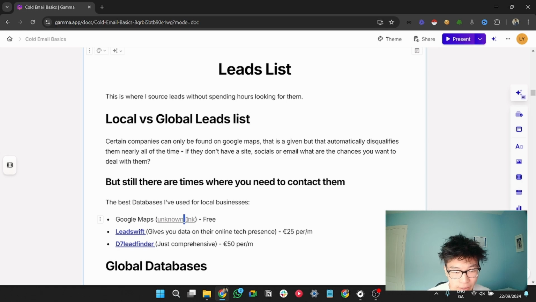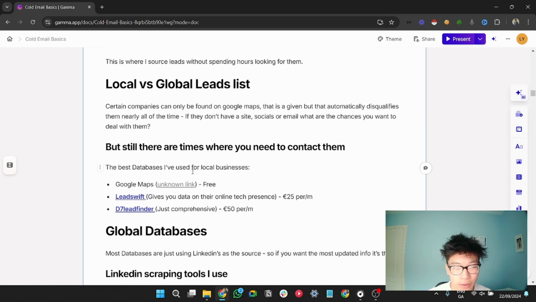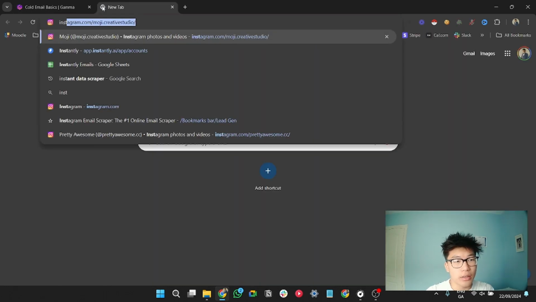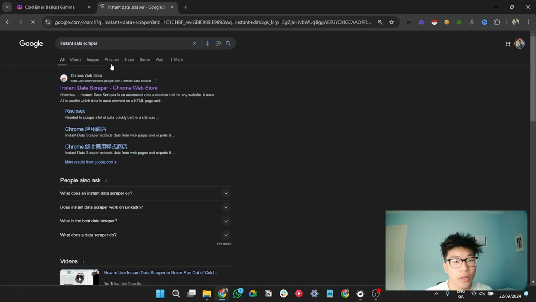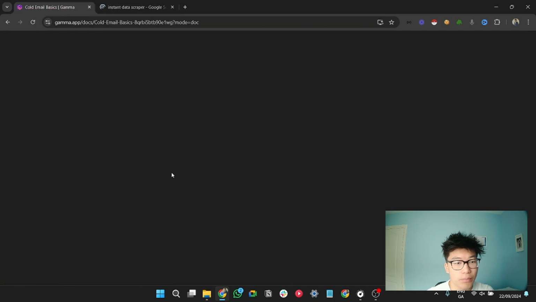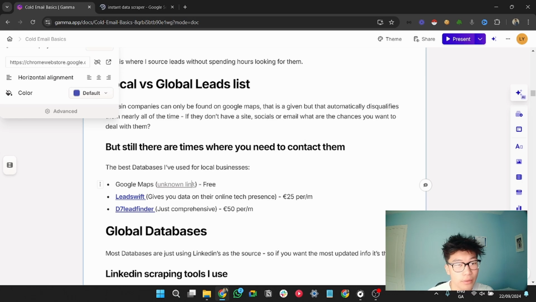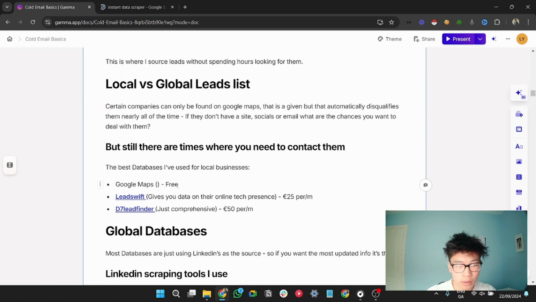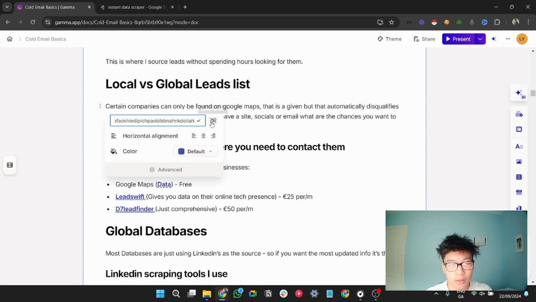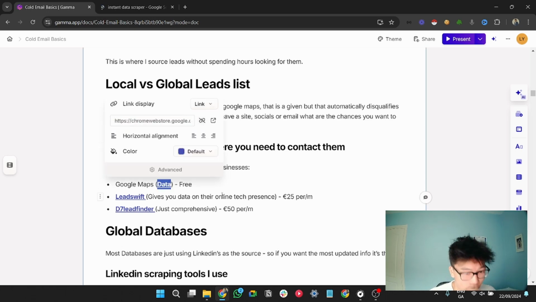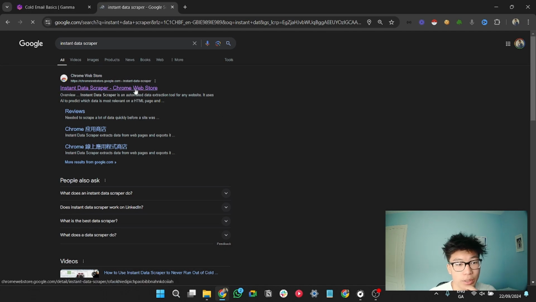Oh, this is an unknown link. Lovely. The best database I've used for local businesses is Google Maps. This is supposed to be Instant Data Scraper, so I'm going to take this here and pop it in so I don't forget later. And we'll just put the link in here. Editing on the fly. So all this is Instant Data Scraper, which I'll go to here.